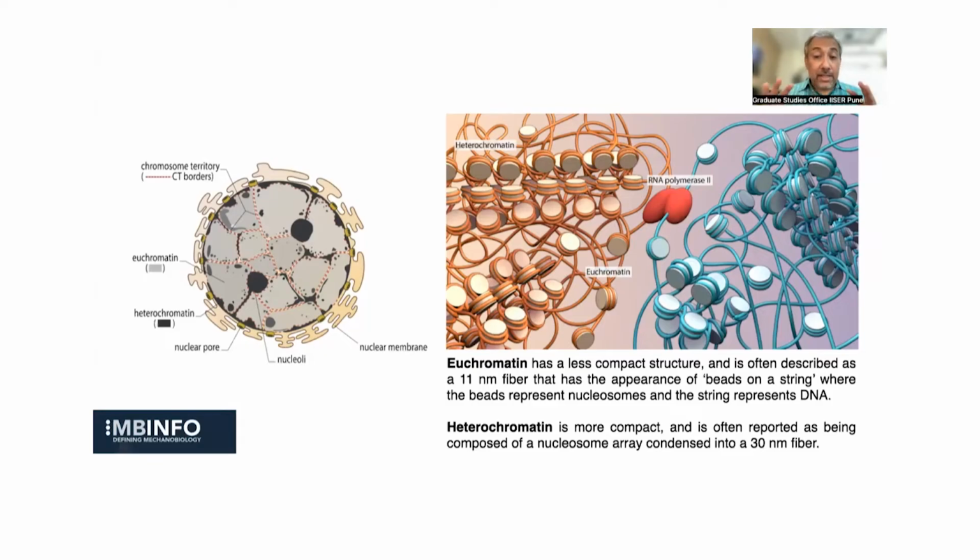The euchromatin has a less compact structure and is often described as an 11 nanometer fiber that has the appearance of beads on a string, where the beads represent the nucleosomes and the string represents the DNA, right? So these are loosely tied to the nucleosomes, right? And the heterochromatin is more compact. And because it is more condensed, that not only affects the way the DNA is wrapped around and kept, but it also eventually affects gene expression.